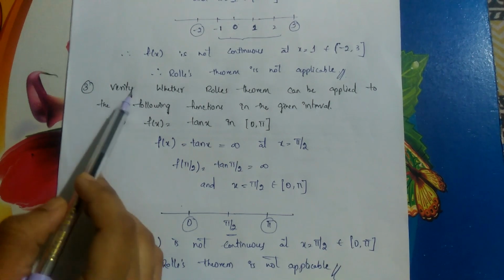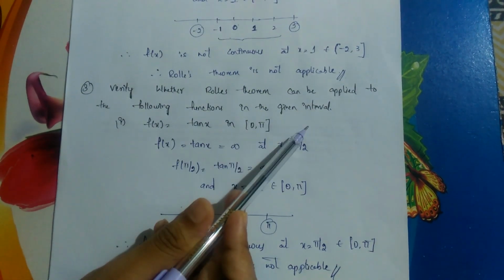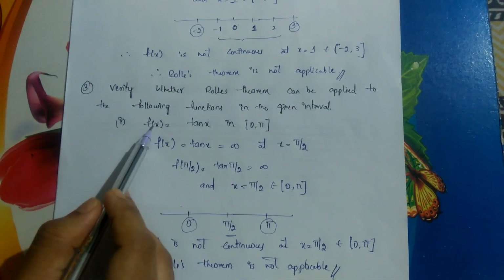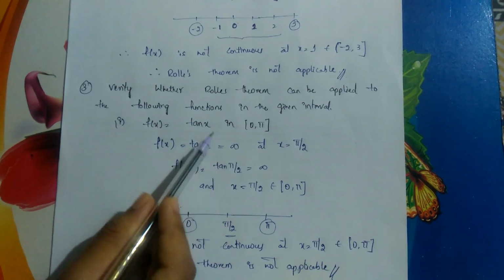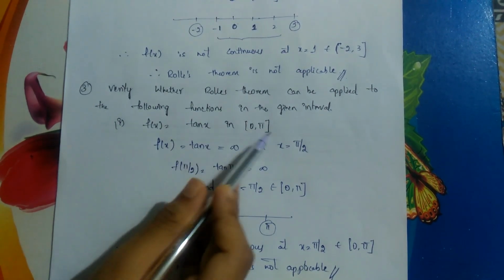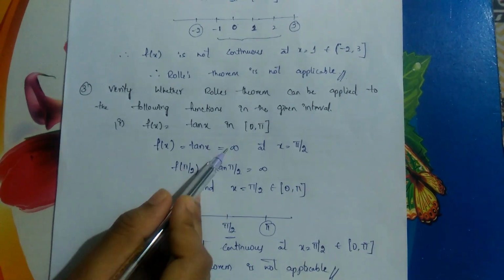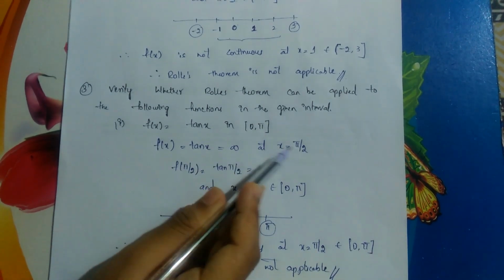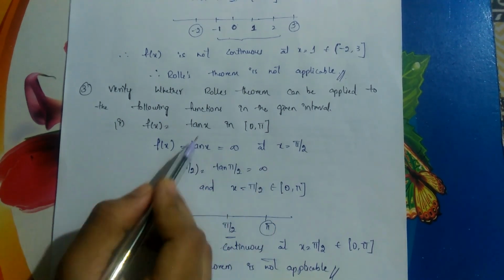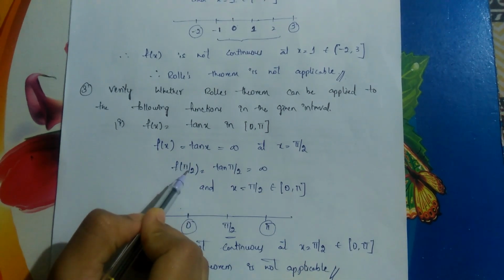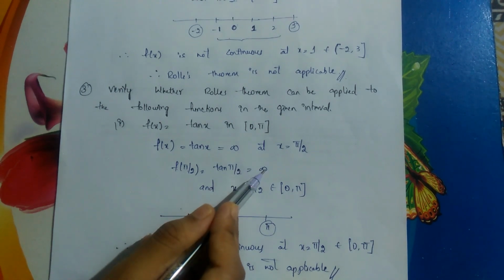And the next: verify whether Rolle's theorem can be applied to the following functions in the given interval. The first function is f(x) = tan x in the interval 0 to pi. So f(x) = tan x, and this equals infinity at x = pi by 2. When you substitute x = pi by 2 in the given function, f(pi by 2) = tan(pi by 2). The tan(pi by 2) value we know is infinity.